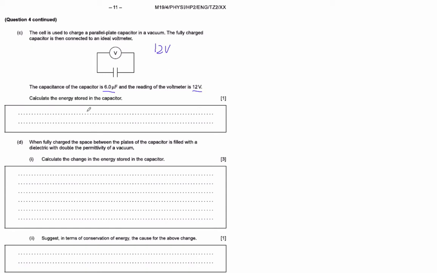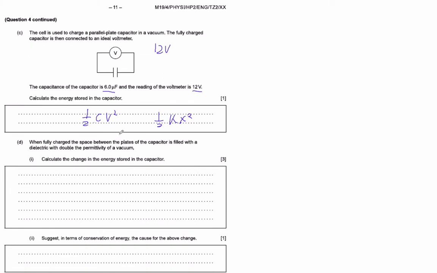Energy stored in the capacitor, you either remember that it's 1/2 CV squared, which, by the way, is very similar to 1/2 kx squared that we used last year, right? It's a very similar thing, right? As you put charge on that capacitor, it gets harder and harder to put charge on it, right? Let's see. When fully charged, the space between the plates of the capacitor is filled with a dielectric with double the permittivity of a vacuum.